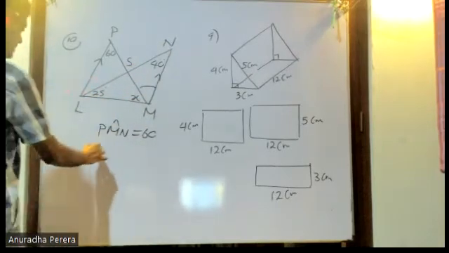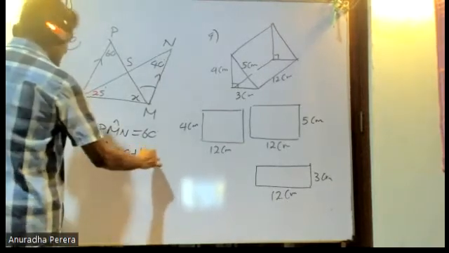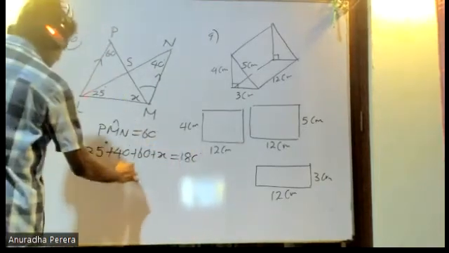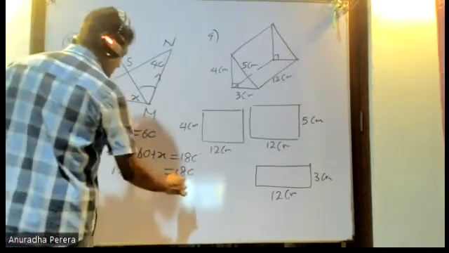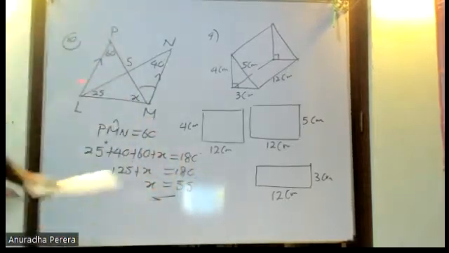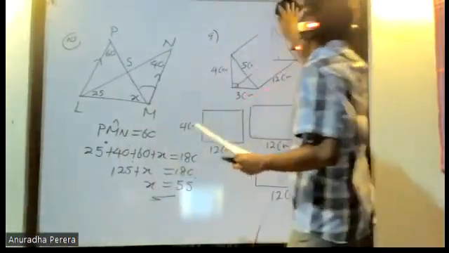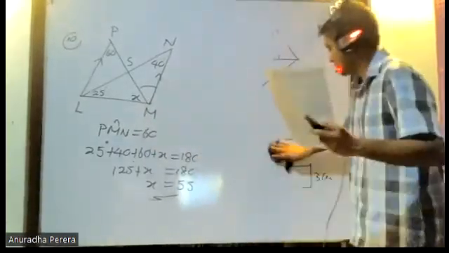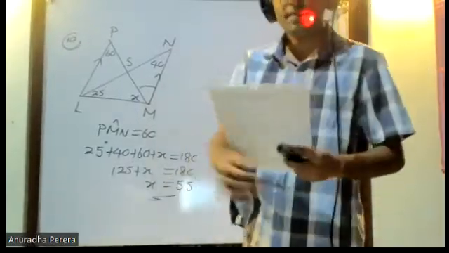Then 25 plus 45, 60 plus x equals 180. 125 plus x equals 180. Then x equals 55 degrees. The answer for the 10th question, x equals 55. Question number 11.